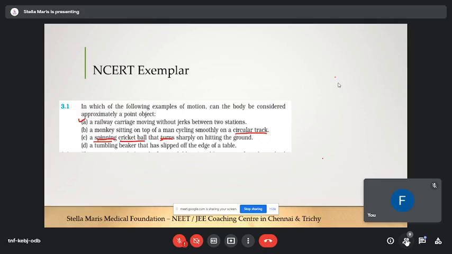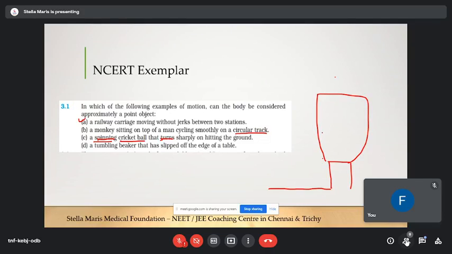So there is a probability. If this is a small beaker, you can say that it is a point object, because the size of the beaker is less than the distance it covers, that is from the table to the ground. But the beaker is of many sizes. It could be a large size also. So if it is a large size like this one here, even if it falls down, the size of the beaker is large when compared to the distance it covers. You getting my point? Yes, sir.